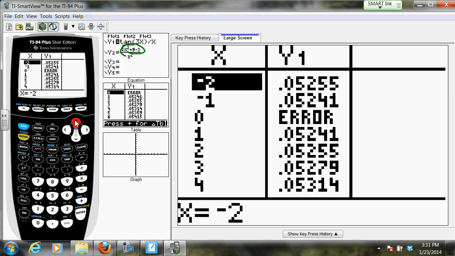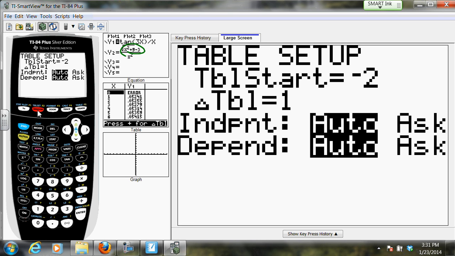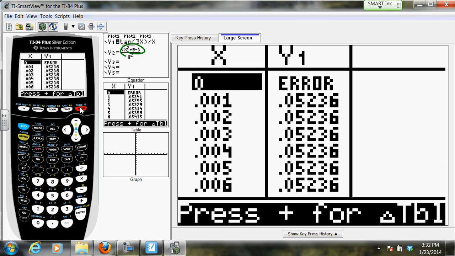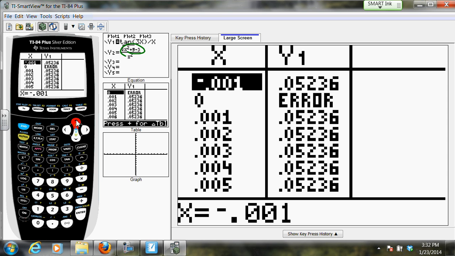You want to get super close. So I'm going to change my table set. We want to start at 0, because that's where we want to know the limit. And I'm going to change my table to 0.1, we'll put 3 zeros and then a 1. This might be good enough. Go back to your table. 0.05236, 0.05236, okay. Well, they're all 0.05236.